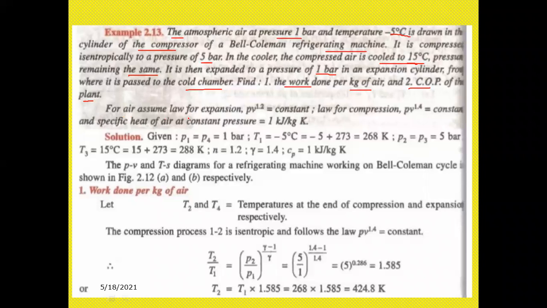So for air pressure, the law of expansion is PV to the power of 1.2 equals constant. The law of compression is PV to the power of 1.4 equals constant. Specific heat of air at constant pressure is equal to 1 kilojoule per kg Kelvin. So based upon the question, first write the given data.